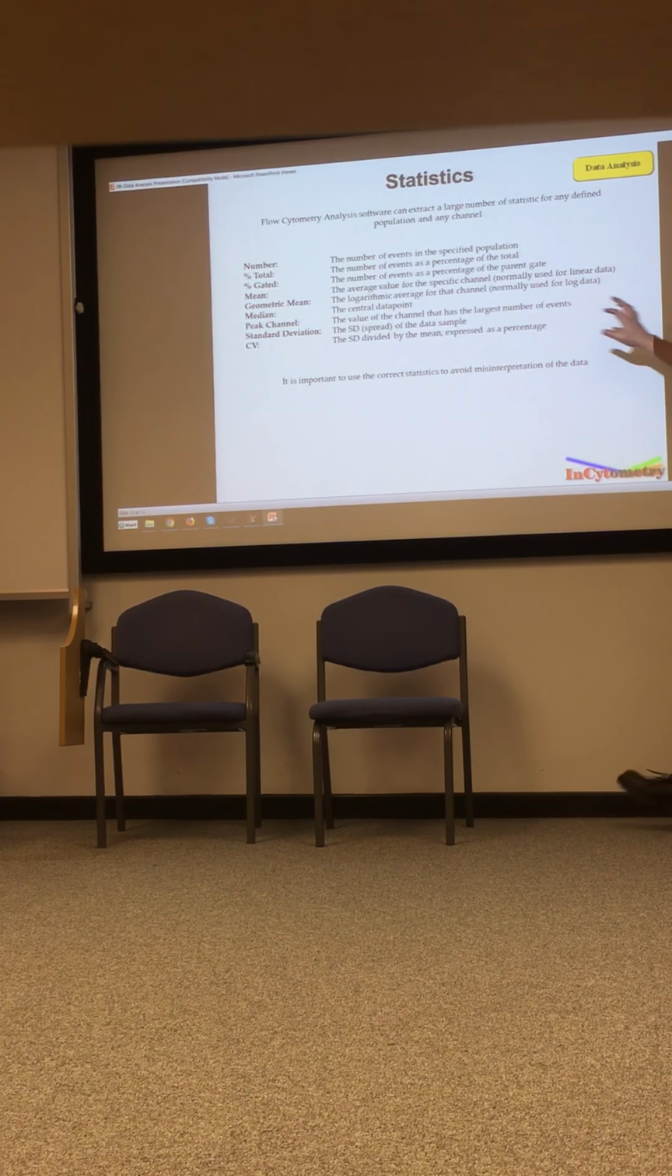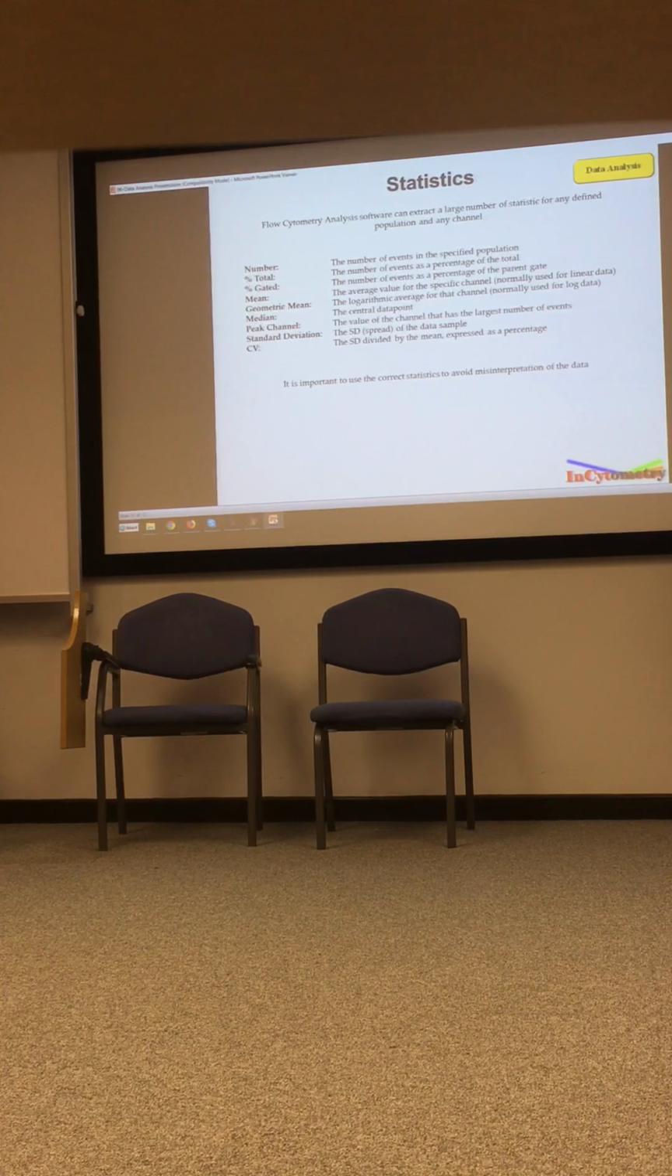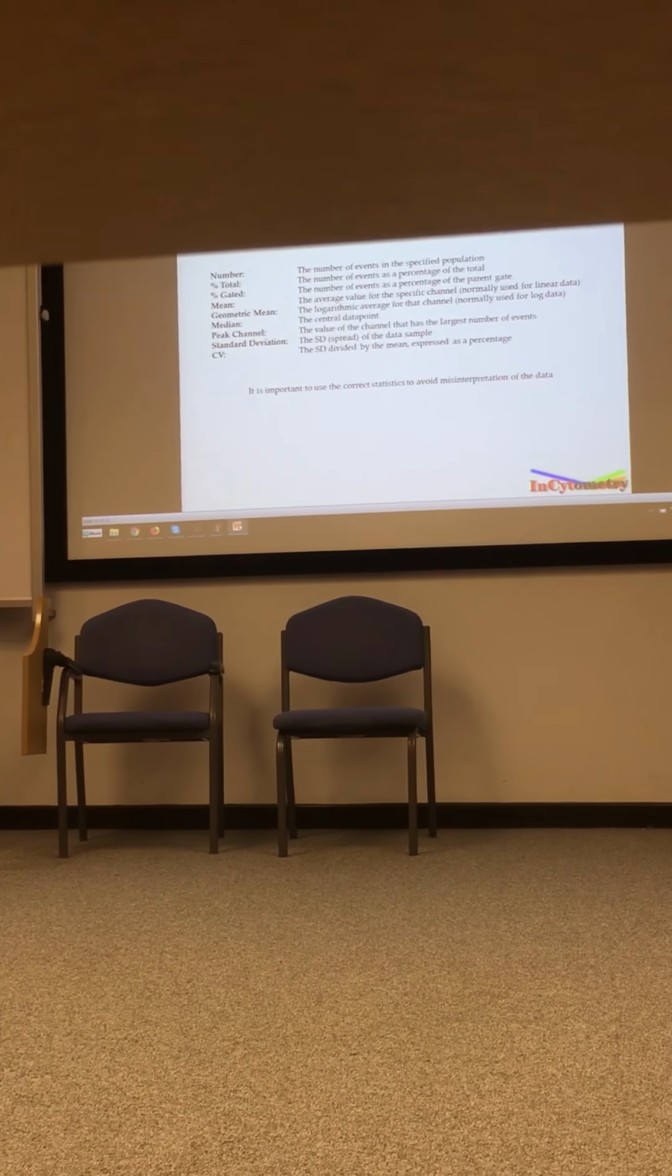Whereas these ones are used to look at fluorescences, the amount of fluorescence. Mean should only ever be used for a linear scale. If you're doing DNA cell cycle analysis, you can use mean. Don't use mean otherwise. The problem with mean is it is heavily influenced by outliers.